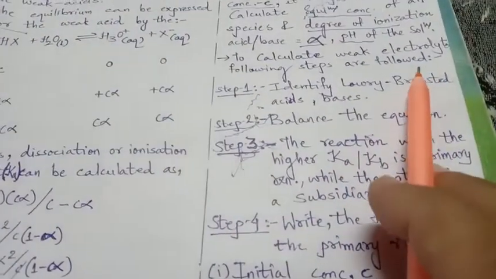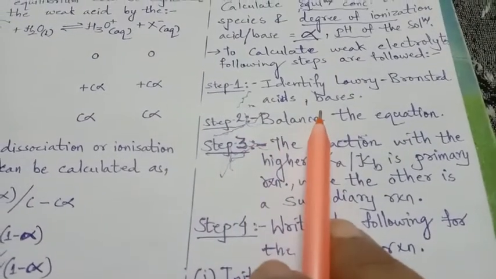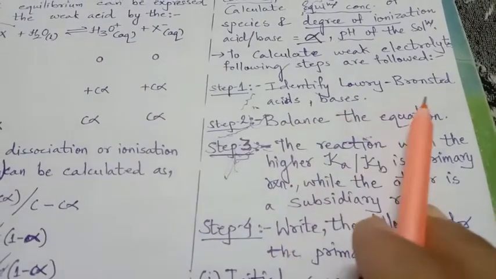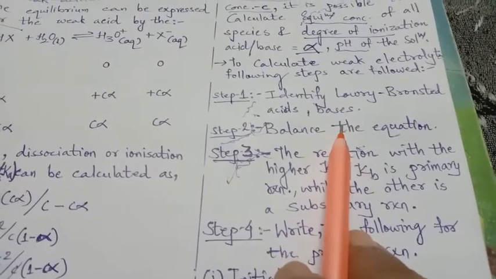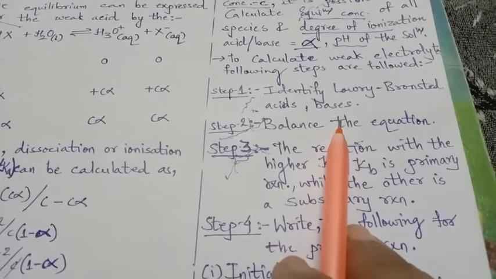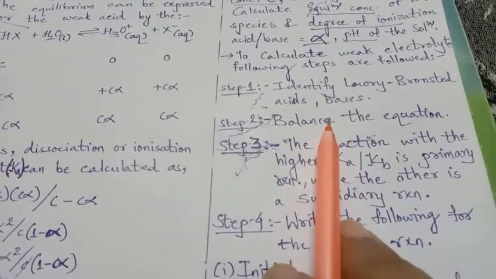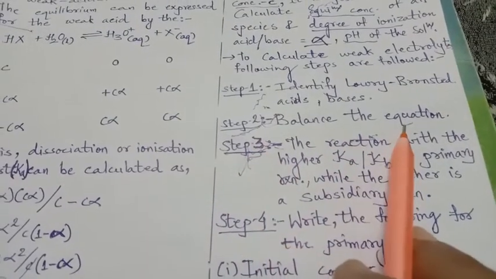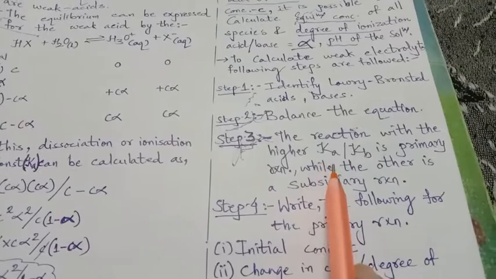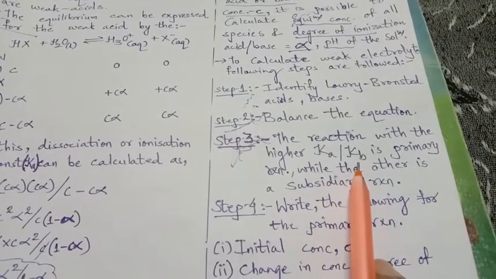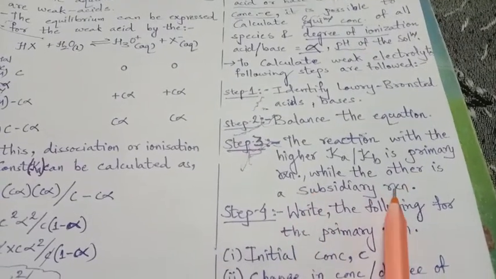Weak electrolyte, that means weak acid, weak base. So, step 1, identify Lowry-Bronsted acids and base. That means as soon as the reaction or the question is in front of us, we need to find out who is the proton donor and who is the proton acceptor. Then balance the equation. Third step, the reaction with the higher Ka or higher Kb will be the primary reaction and the others will be the subsidiary reaction.